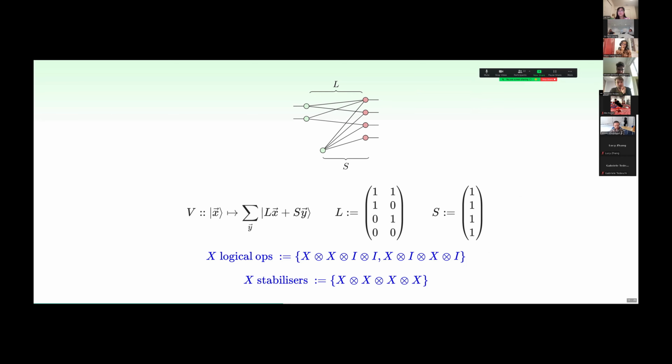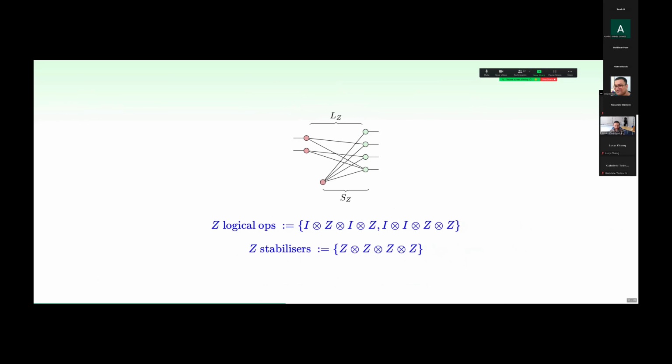And since everything is color dual in ZX, I can also do this. I can get an equivalent picture of the encoder, which tells me my Z logicals and Z stabilizers. Okay, and a nice thing about CSS codes is I only really need to know just the X part or the Z part, because the other kind is uniquely fixed.